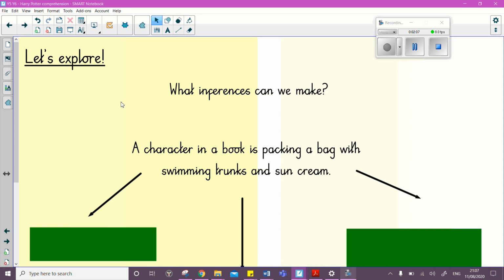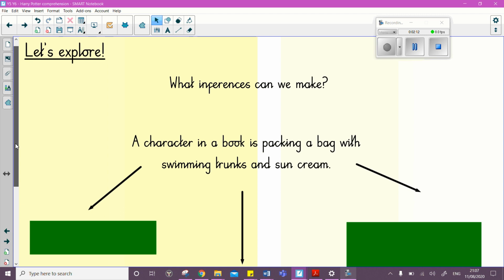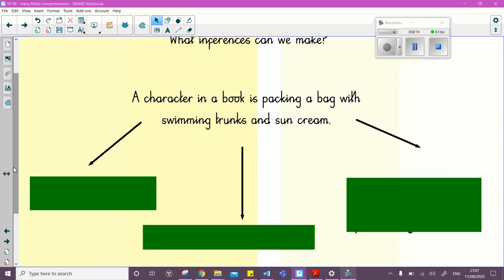So I'm going to read a sentence to you, and I want you to just have a think about what inferences you could make from this about the character, so about what they're doing, about where they're going. So a character in a book is packing a bag with swimming trunks and sun cream. So maybe jot down all of the things that you can infer about this character. Where might they be going? Who might they be going with? What might the character be like? And then we can share some of my ideas.